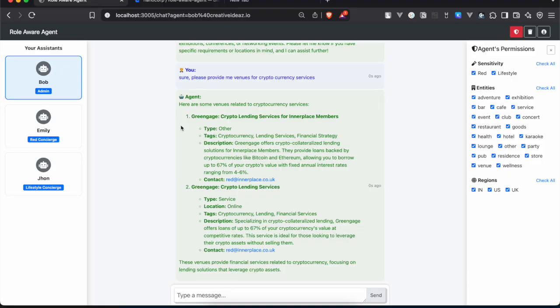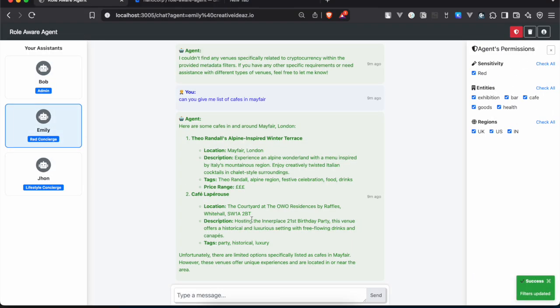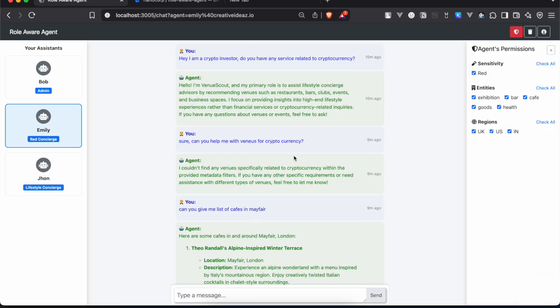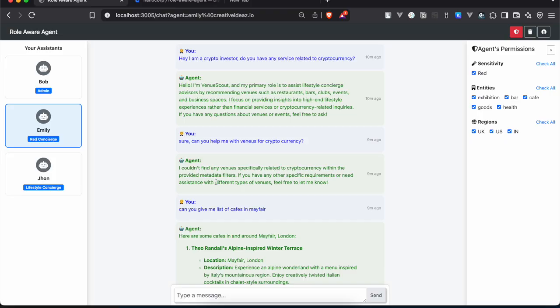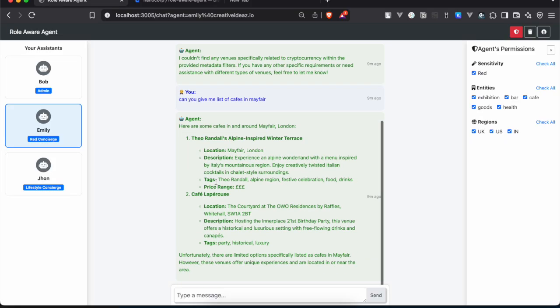Why is it able to provide them? Because Bob has access to all the data, whereas Emily did not provide the data because Emily did not have access to it, even though I, as a user, have access to the data. So even though I have higher permission, since the agent does not know about it, the agent cannot respond. Whereas in the previous demo we saw that the agent has more permission than the user, but still the agent did not respond because the agent knows that the user does not have permission to access the data.